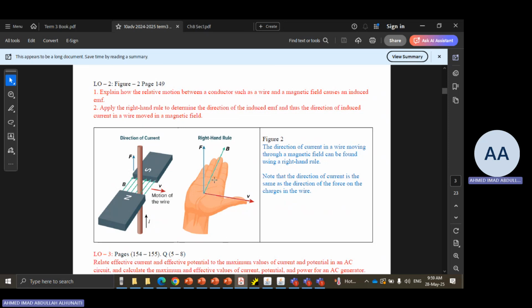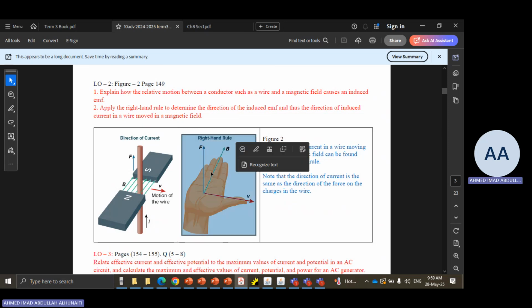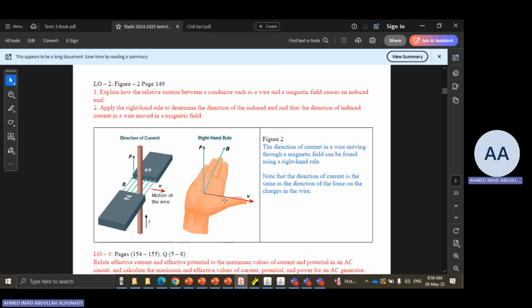You hold your right hand in this configuration, so your thumb is spread away from your fingers, and your fingers are touching each other, and the angle between your thumb and your fingers should be roughly 90 degrees. So bend your thumb as much as you can in that direction. Now let's see how to apply the right-hand rule.